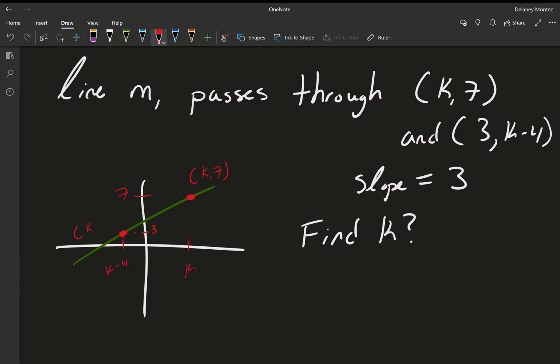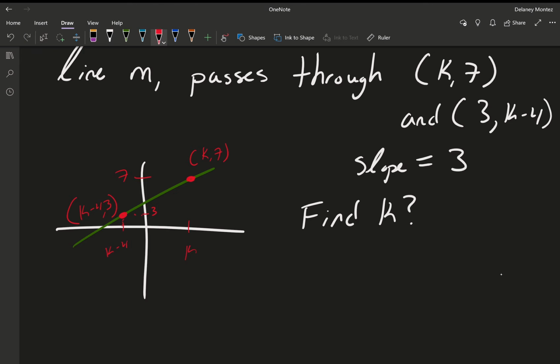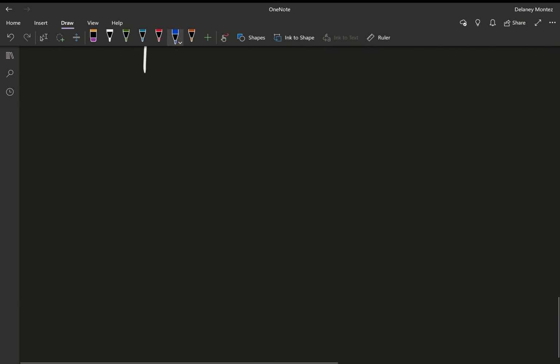So this point here, this x value would be 3, and on this line, k minus 4 would be your y value, right? So the idea is you know your slope is 3, you want to find k, and the line goes through these 2 points. So attempt to solve it, and then we'll come back at it. Okay, so hopefully you guys had a good attempt.